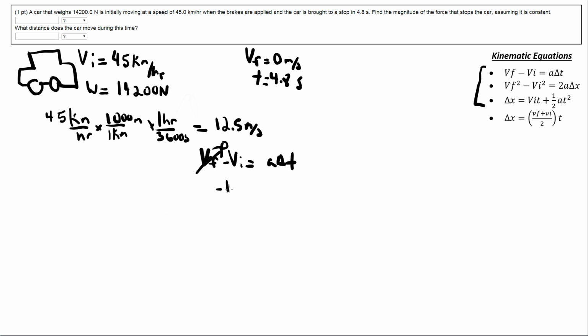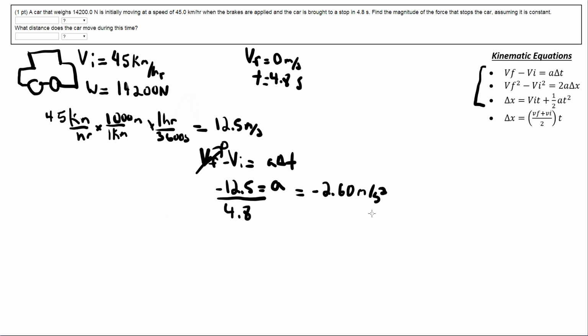So here it's going to be minus 12.5 meters per second is equal to A, and I'm just going to bring the T over so that I can solve for A. For T, we're told that the car stops completely in 4.8 seconds. So it's going to be minus 12.5 over 4.8, which is going to give us an acceleration of negative 2.60 meters per second squared.